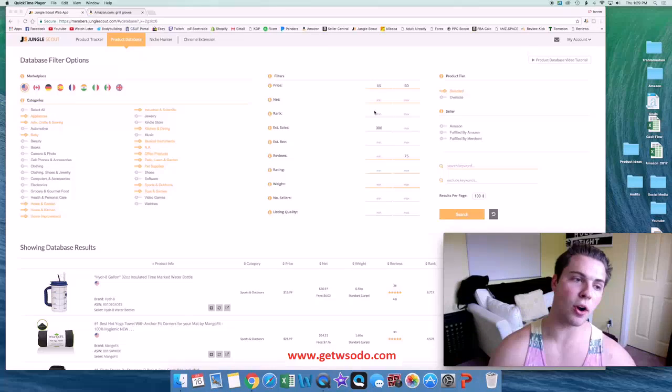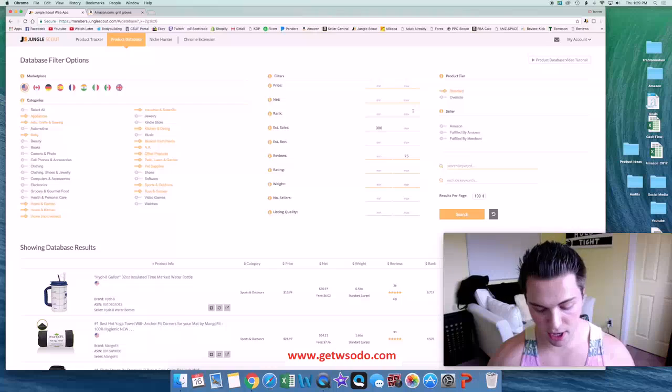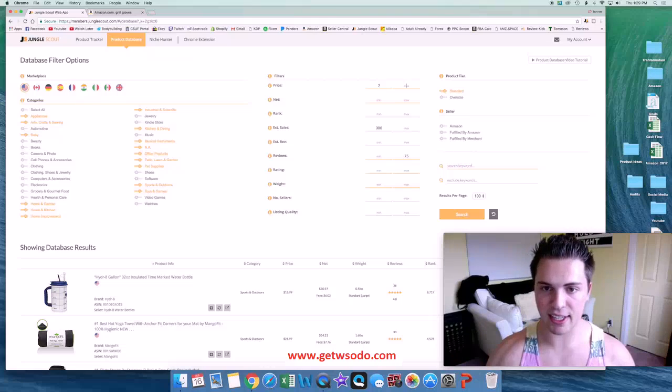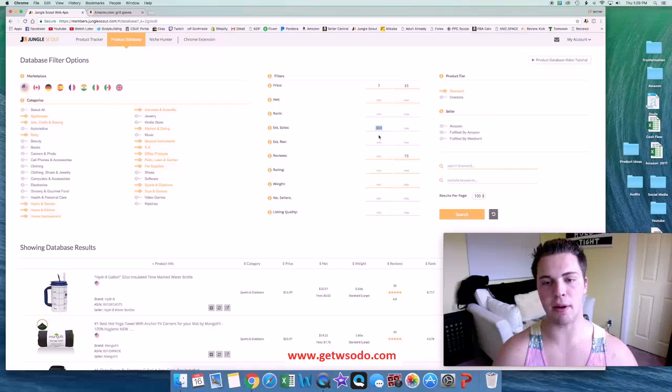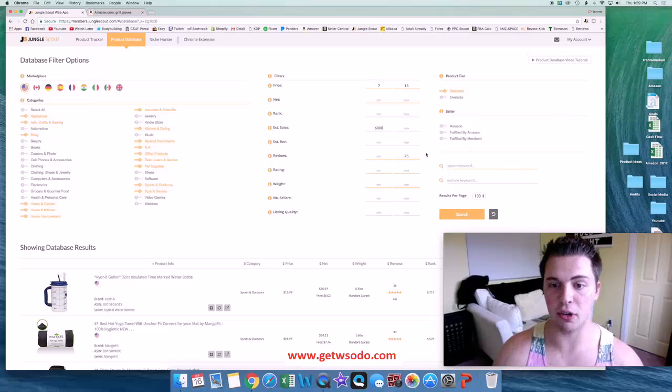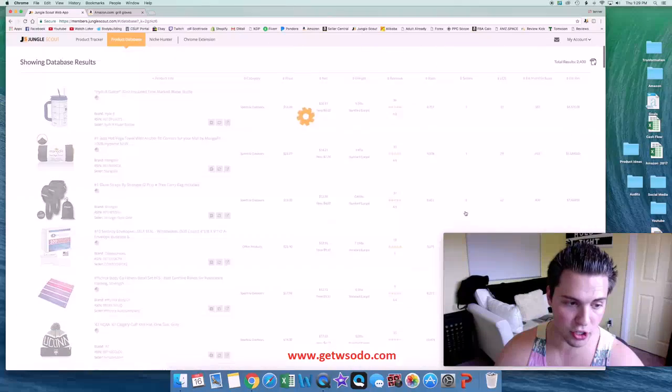So let's say we don't have a lot of money to start. So we're going to look in the cheaper range. Most people go 20 to 50 or 15 to 50. Let's go 7 to 15. And since our profit is going to be a lot lower, since these are cheaper items, we'll say 600 units. So it sells 20 a day. And for reviews, we'll leave it at 75. We can maybe lower this to 50. But I will then search.